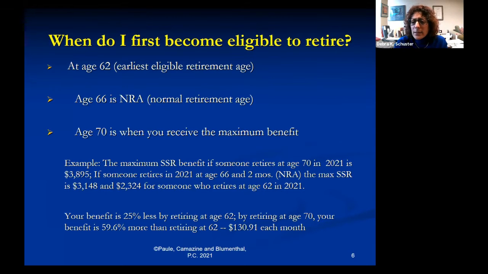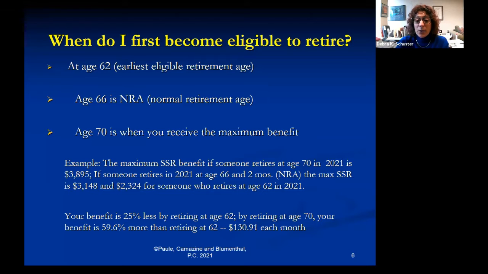So, when does someone first become eligible to retire? Age 62, again, is the earliest retirement age. As of this year, age 66 is the normal retirement age. And again, that can vary, obviously, based on your birth year. Age 70 is when you receive the maximum benefit. So, for example, the maximum Social Security retirement benefit if someone retires at age 70 in this year is $3,895.